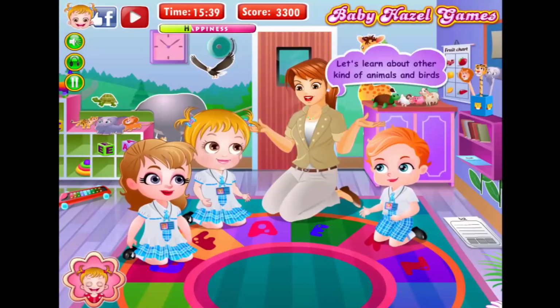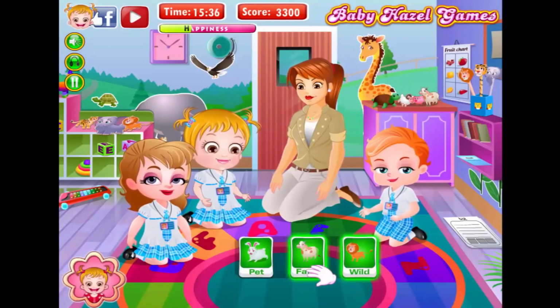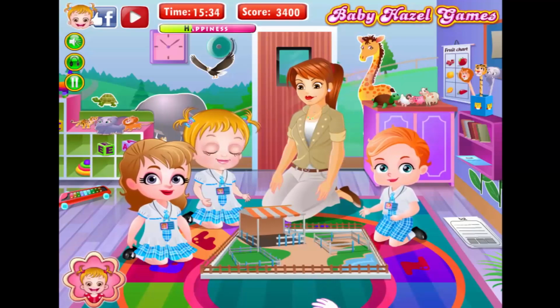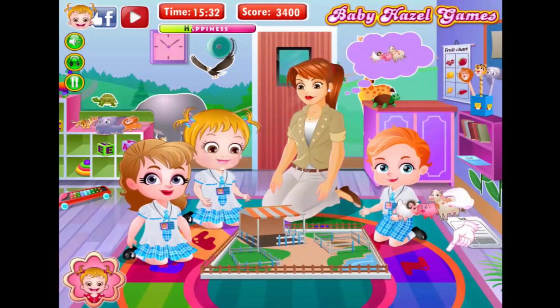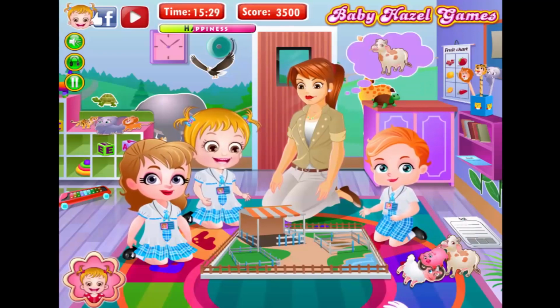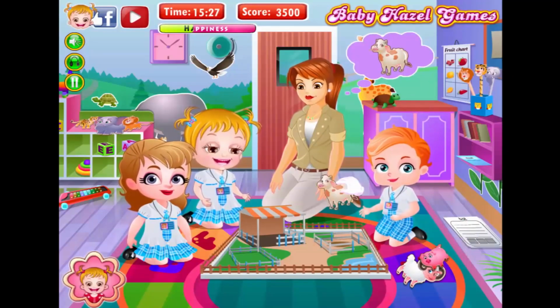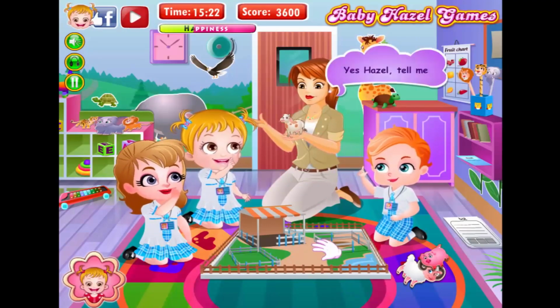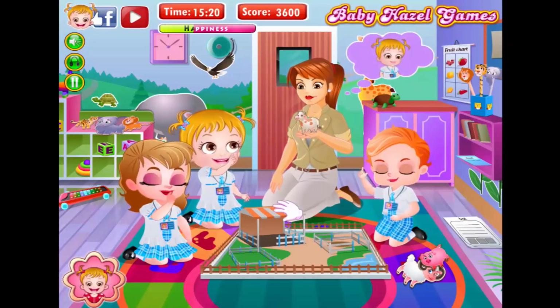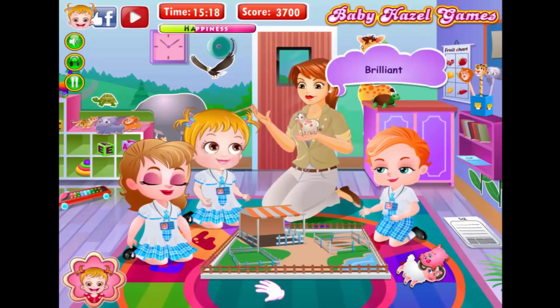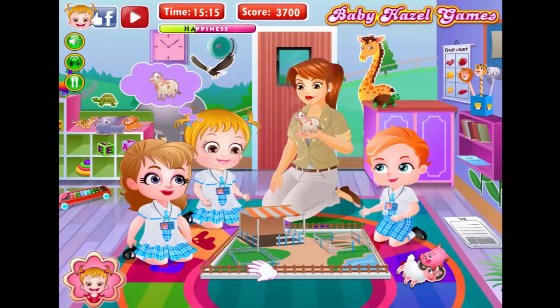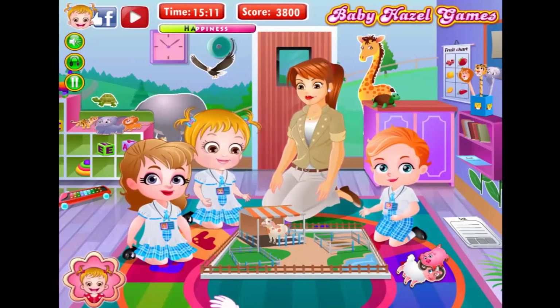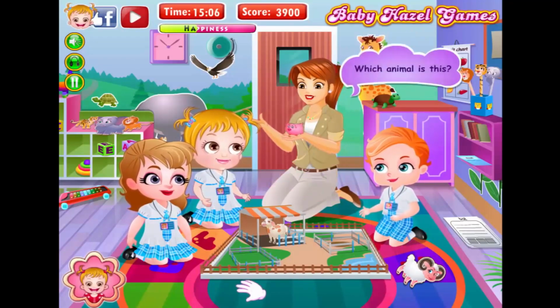Okay, kids. Farm animals live in the farmhouse. Which animal is this? Yes. Cow. Brilliant. Which animal is this?